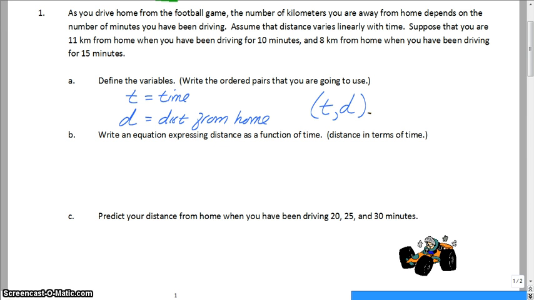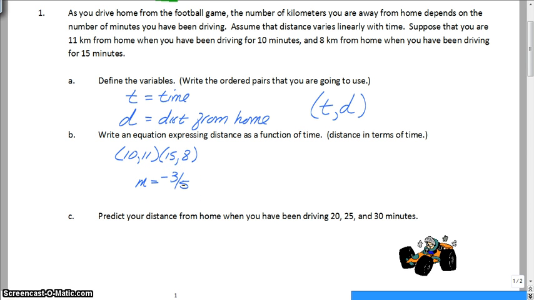So part B says write an equation expressing the distance as a function of time. Okay, so what we are going to do is we need to take our first coordinate, which is 10 minutes of driving, 11 kilometers from home. And then our next one, we've been driving for 15 minutes, and we are 8 kilometers from home. And what we're going to do is first find the slope. That's going to give us 8 minus 11 over 15 minus 10, and our slope is negative 3/5.